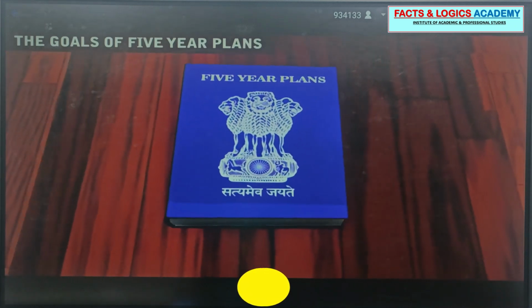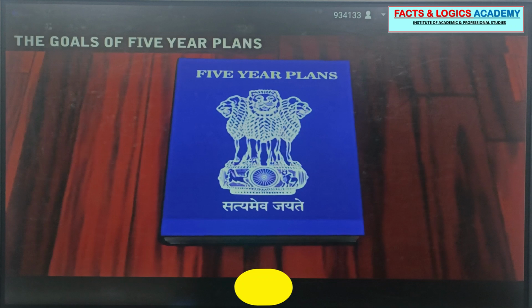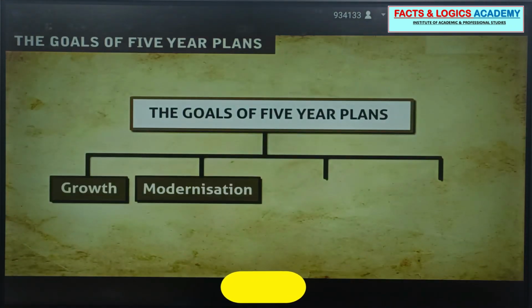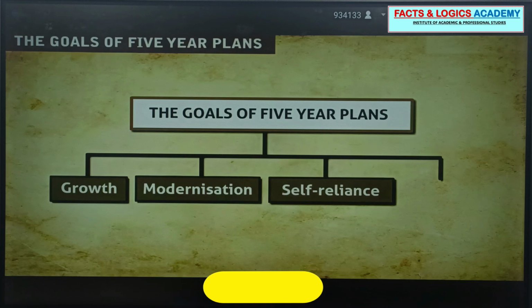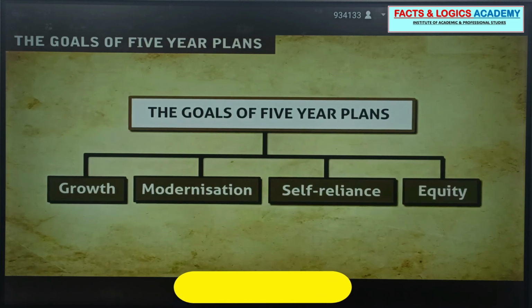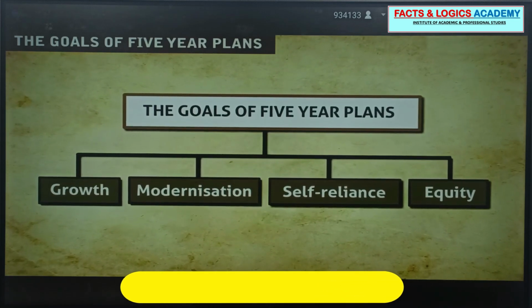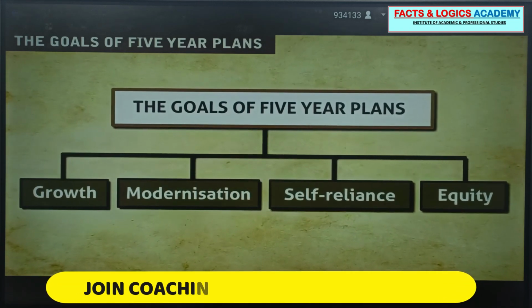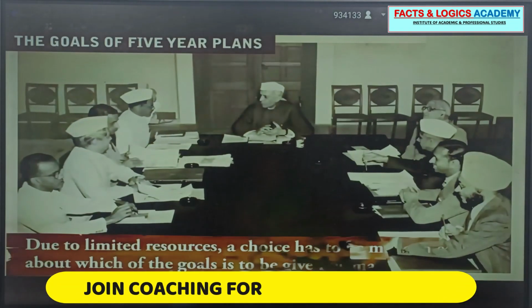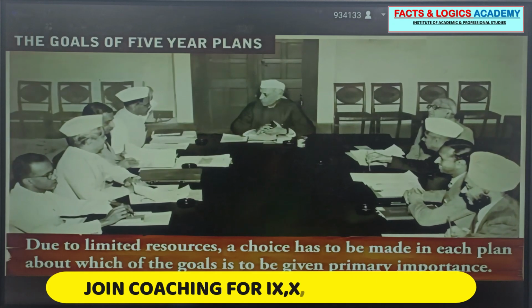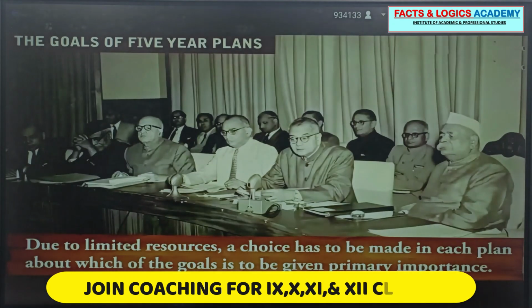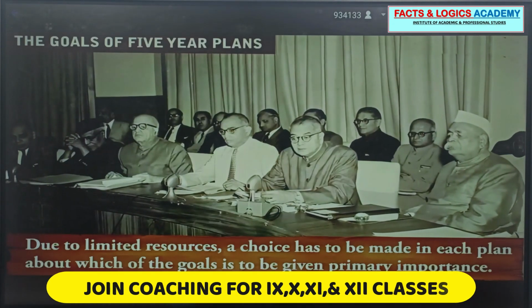Let us understand the basic goals of the 5-year plans. The goals of the 5-year plans are growth, modernization, self-reliance, and equity. This does not mean that all the plans have given equal importance to all these goals. Due to limited resources, a choice has to be made in each plan about which of the goals is to be given primary importance.